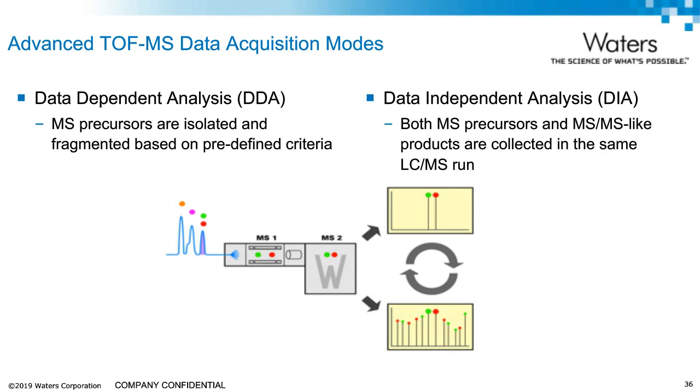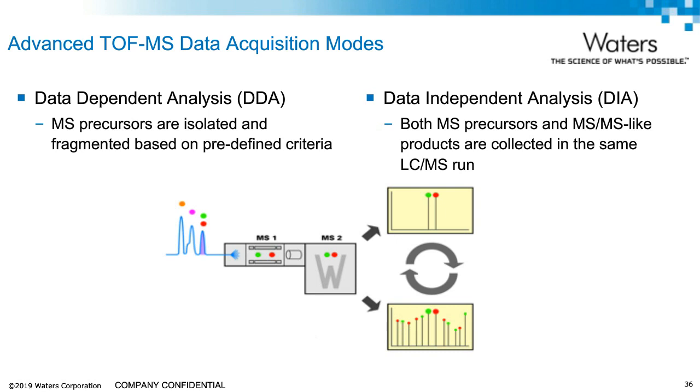Many TOF-MS systems also have other modes of data acquisition that are used for specific applications, where both MS and MS-MS data can be acquired in the same LC run. These methods can be separated into two groups, DDA and DIA.